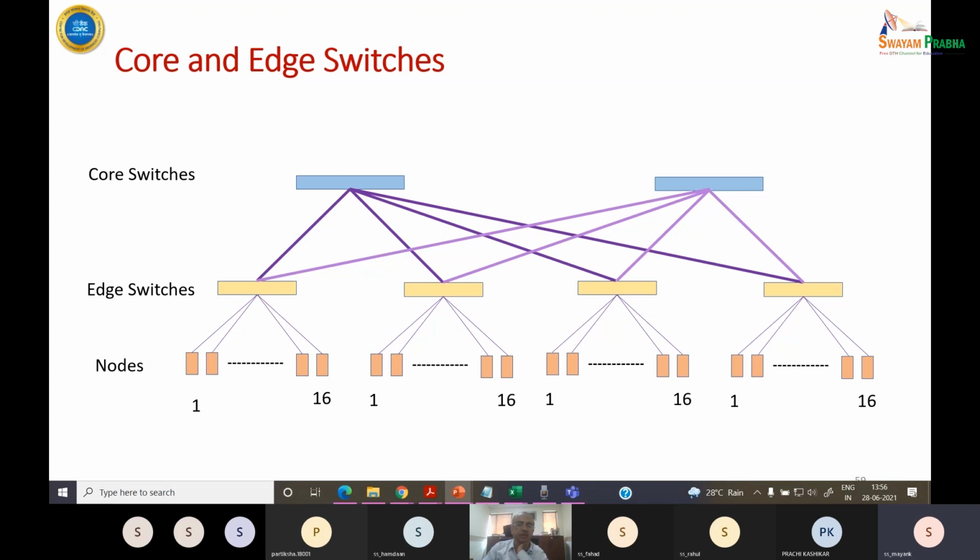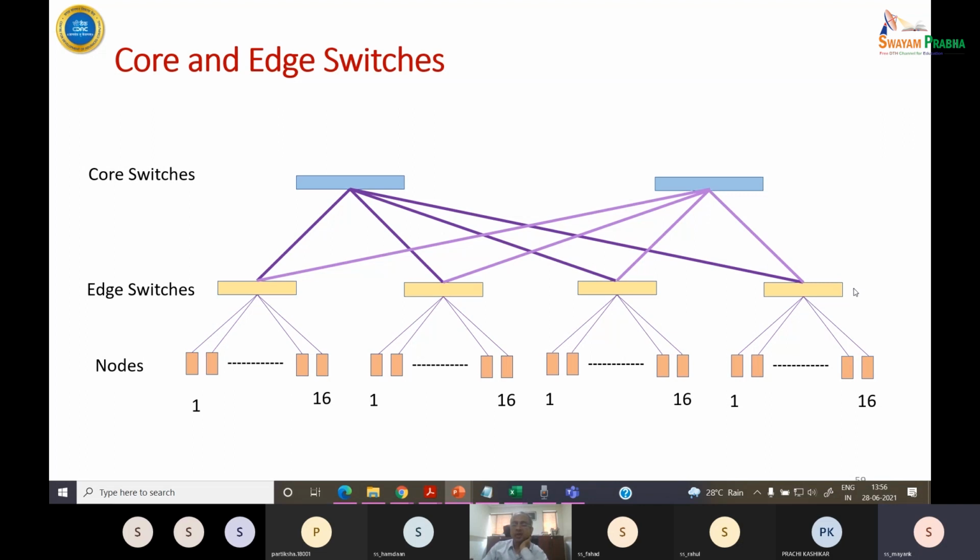Yes. So suppose we want to add some node, we will check whether any of these slots from 1 to 16 is empty. If it's not empty, then we will create another node section of 1 to 16, and for that we will need to create edge switches and also core switches and so on. Yes, correct, perfect.